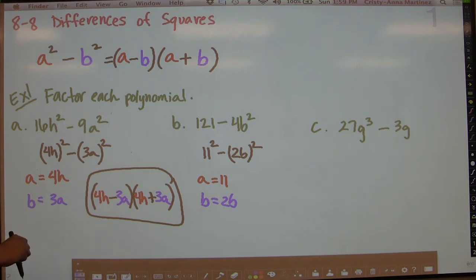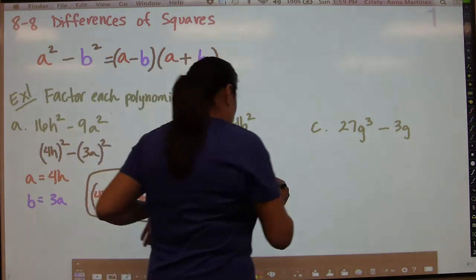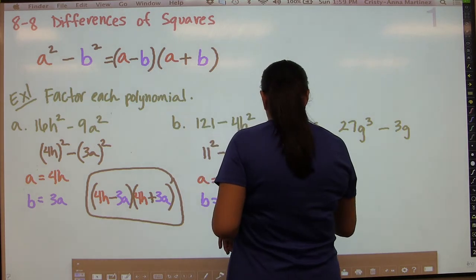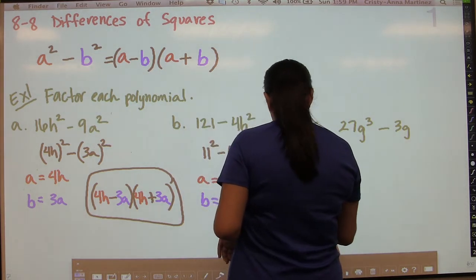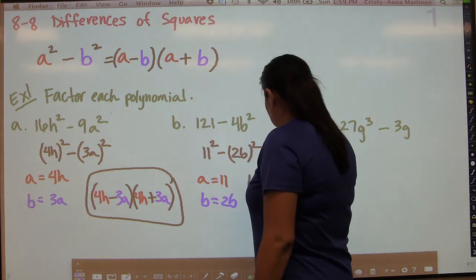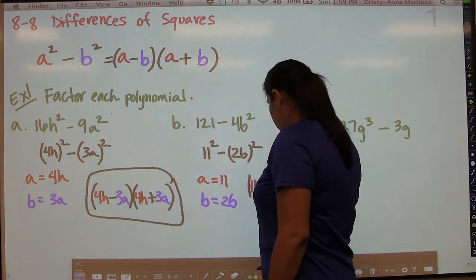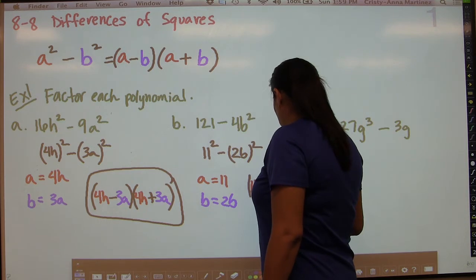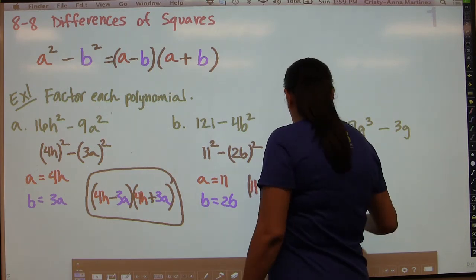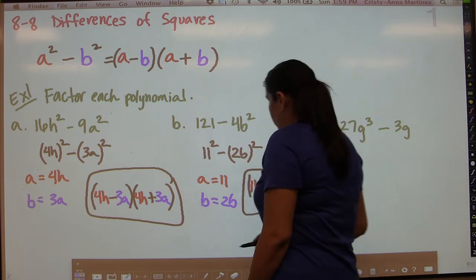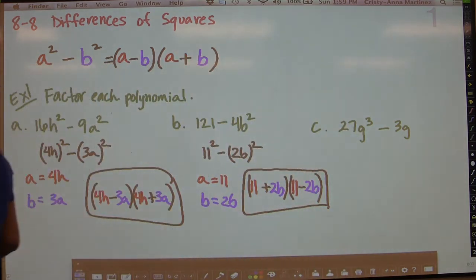So there you go. And in the case of b, very similar. This time we'll do plus minus, just to be different. So you get 11 plus 2b and 11 minus 2b for part b. So it's not very hard if you identify what a and b are first.